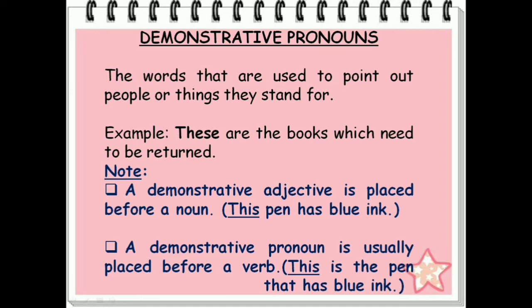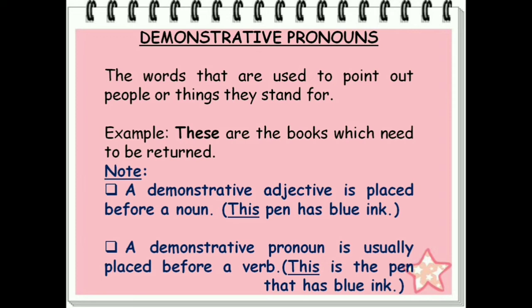Next one, demonstrative pronouns. The words that are used to point out people or things they stand for are called demonstrative pronouns. For example, these are the books which need to be returned. Here, these is the demonstrative pronoun to point out the things.